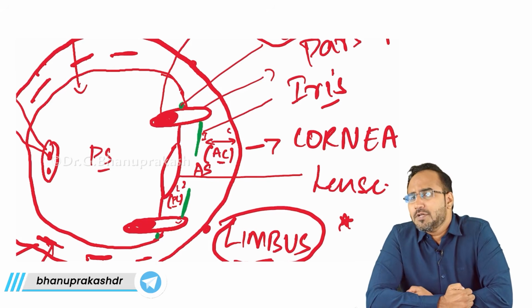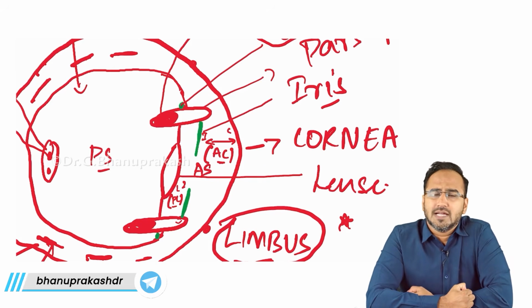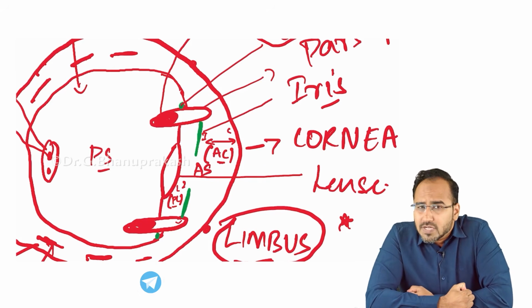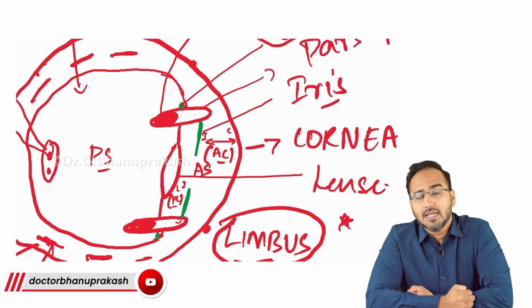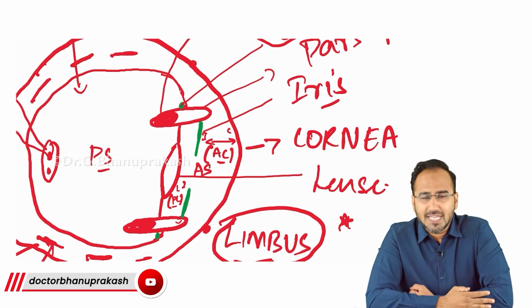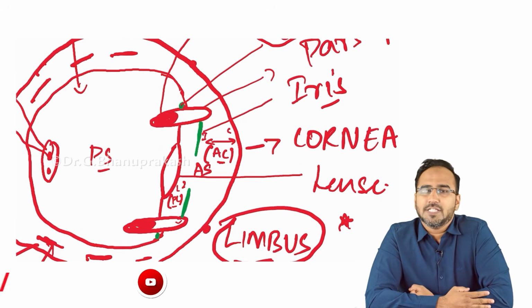But how will you come to know the thickness of the cornea? The thickness of the cornea can be measured by an instrument called pachymetry. Pachymetry measures the thickness of the cornea. Keratometry measures the curvature of the cornea.